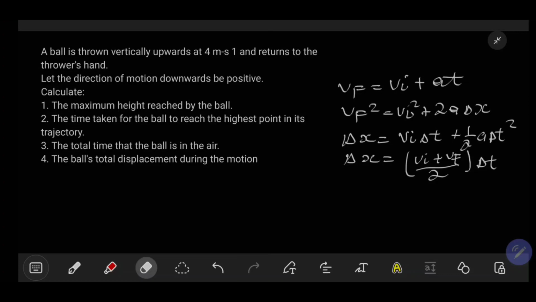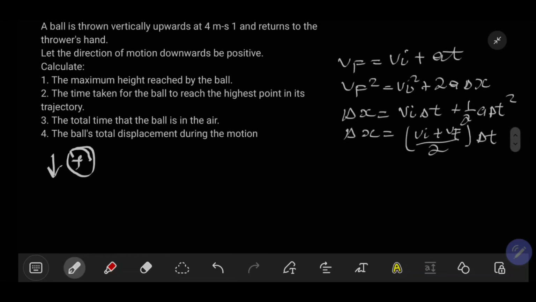So in this case, we are already given the direction. They say that the motion going downward must be positive. All right, so it will be positive throughout the question, any motion going downward. So we are given a ball which is thrown vertically upward at 4 meters per second, and then it returns to the thrower's hand.